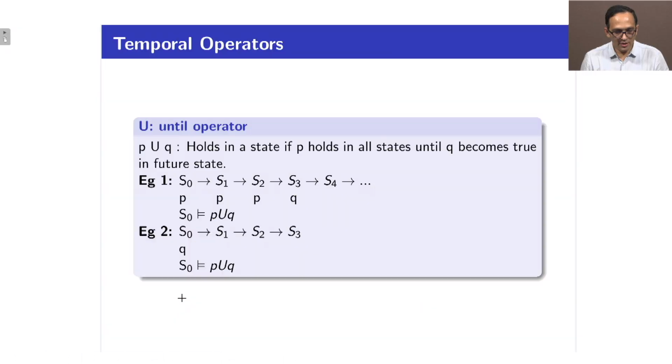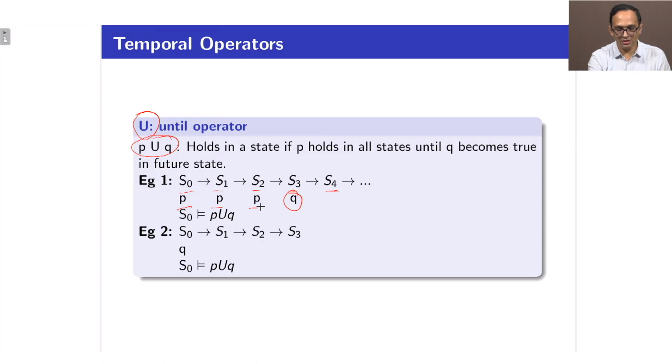Okay. Next is until. What is the until operator? It is something holding until something else is supposed to hold. So, if I write p until q, that means p is true until q is true. Take an example here: I have S0, S1, S2, S3, S4, and q holds in S3, and p holds in S0, S1 and S2.